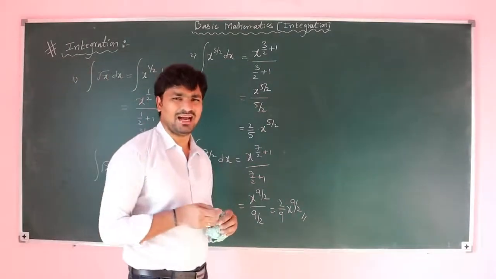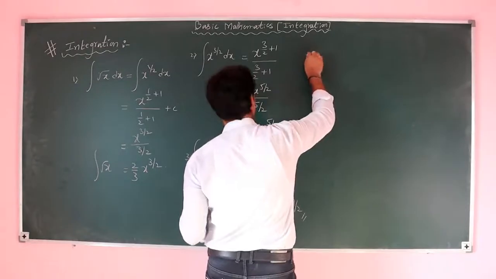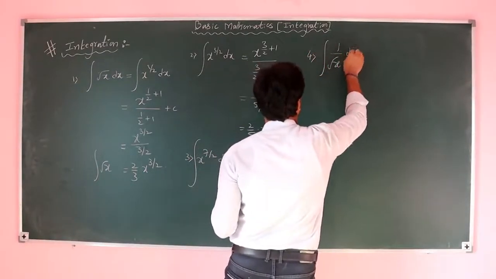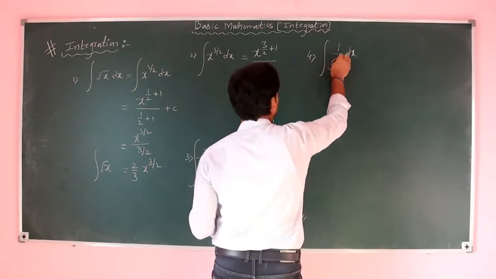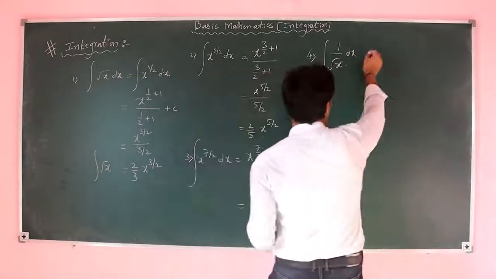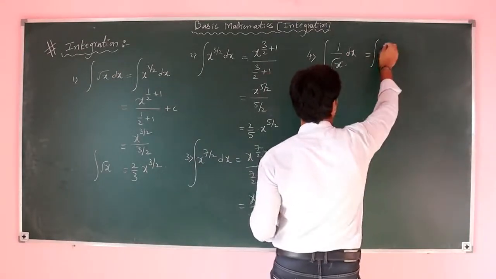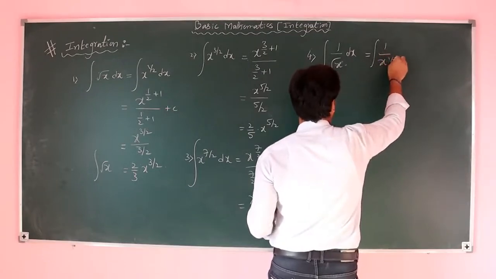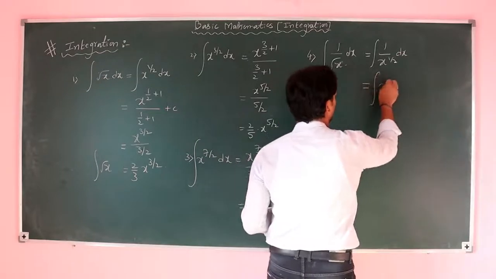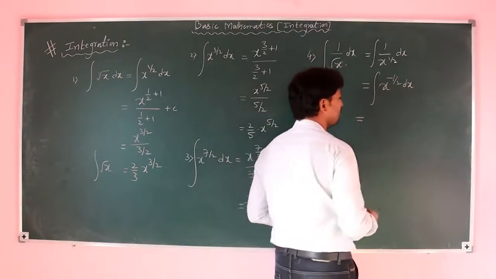Whatever functions they give, you can easily integrate them. And one more thing we will take: integral of 1 by root x dx. So what is the value? Let's see. 1 by root x we can write as 1 by x to the power of 1 by 2, which is also integral x to the power of minus 1 by 2 dx.